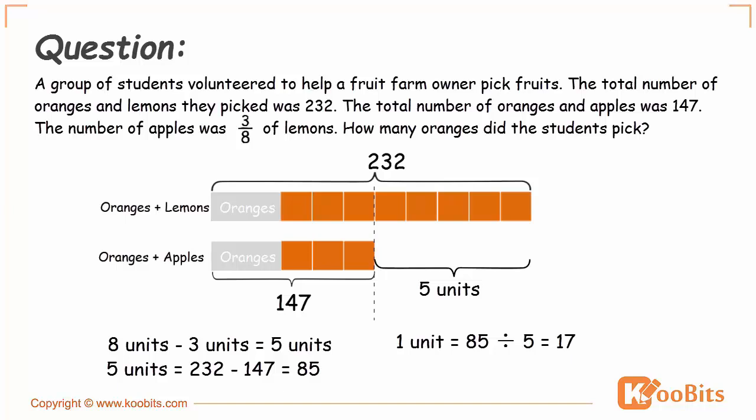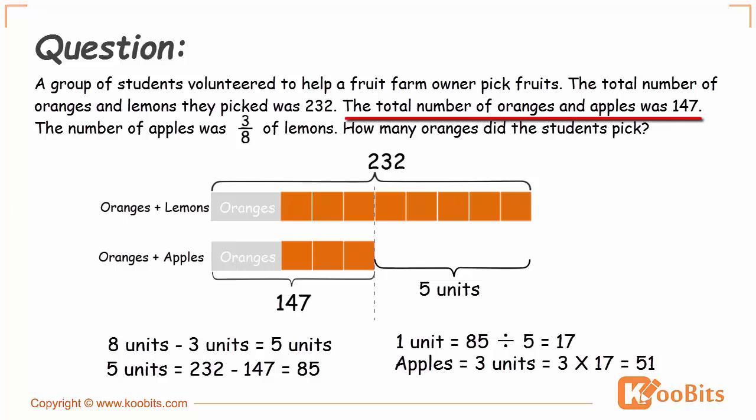The number of apples is equal to 3 units. 3 units are equal to 17 multiplied by 3 equals 51. There were 51 apples. The total number of oranges and apples was 147. Thus, the number of oranges is equal to 147 minus 51 equals 96.